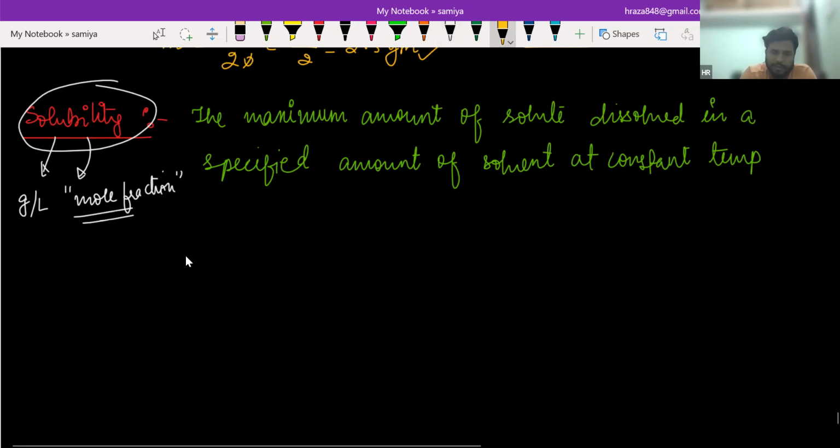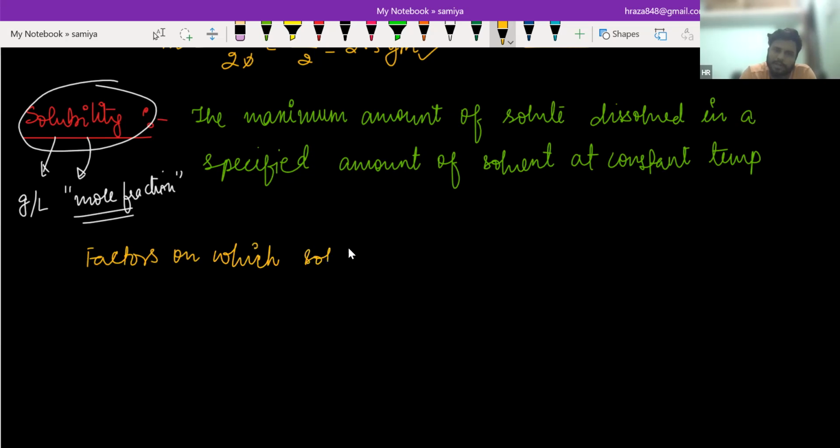The first topic after this is on which factors solubility depends. So I'm going to write a topic. Write with me. Factors on which solubility depends.